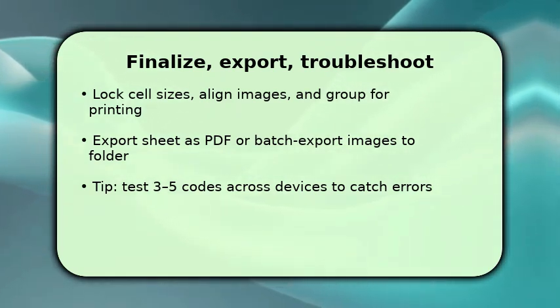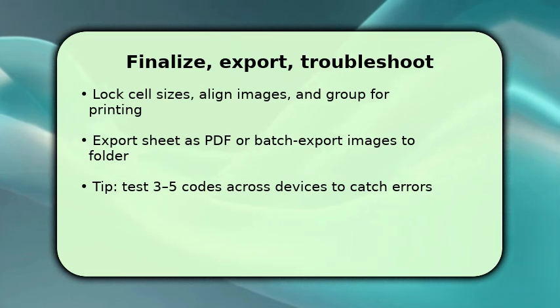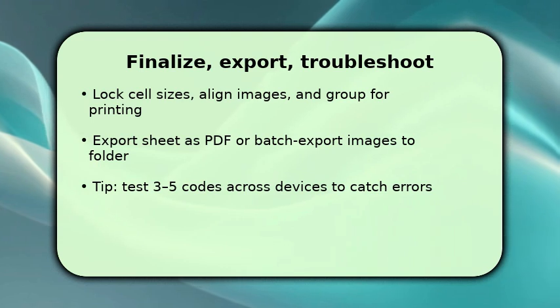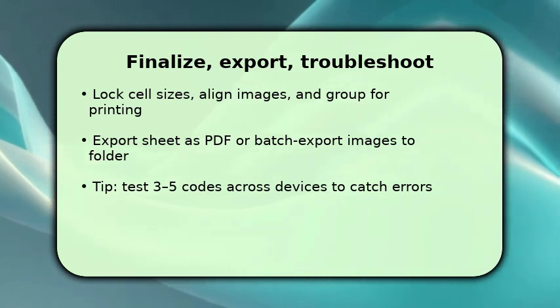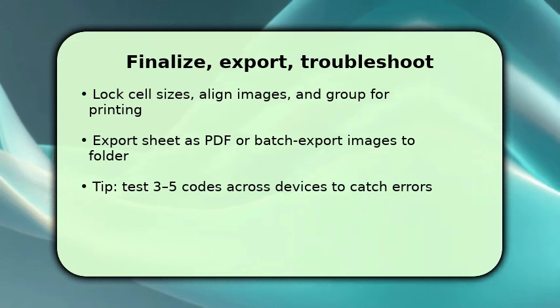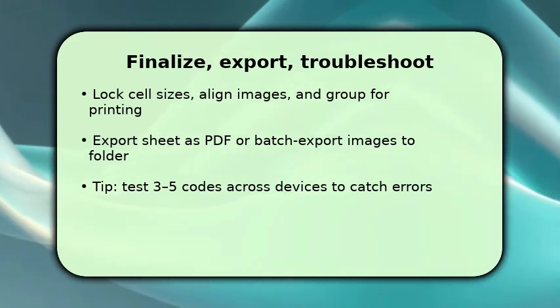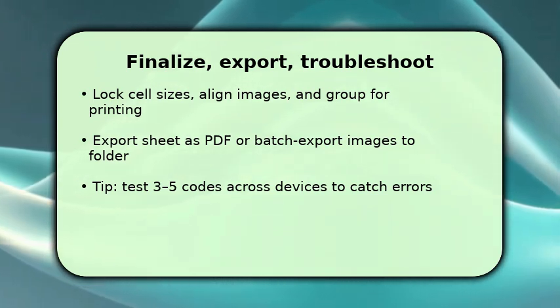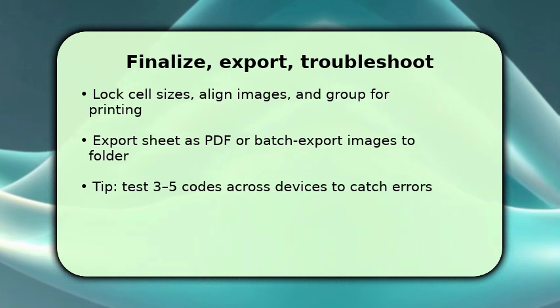Then export the sheet as PDF for distribution or batch export the PNGs to a folder if you need separate files. If something goes wrong, test a small sample across phones and scanners to identify encoding errors, wrong scaling, or bad characters. Once you find the issue, fix the source data and rerun the batch to avoid repeating mistakes.